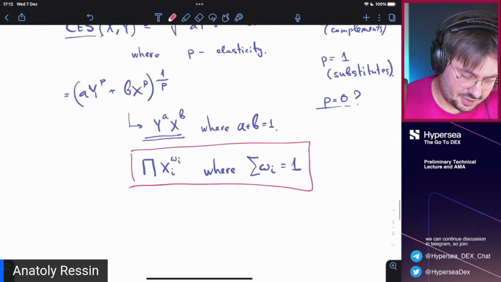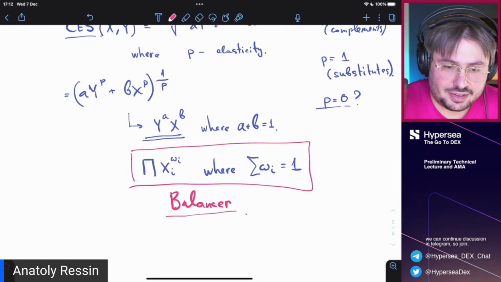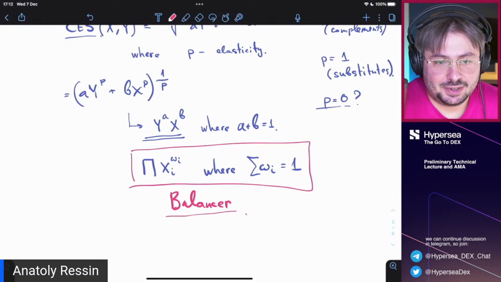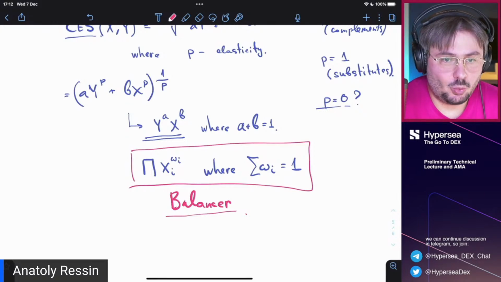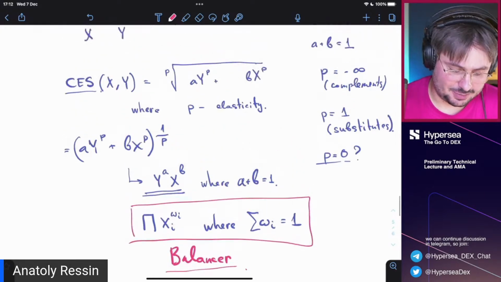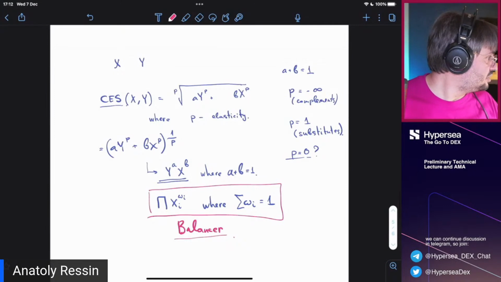This is Balancer. This is Balancer that allows you to work with different weights of the cryptocurrencies. So let me check whether I can show.